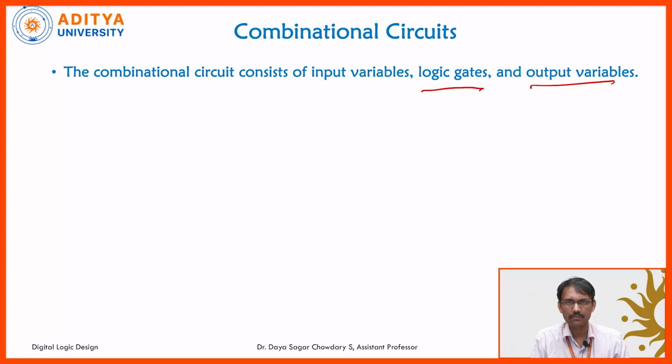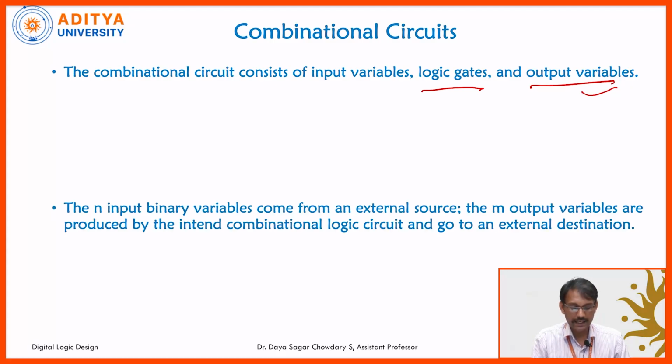So that output is nothing but we will assign some output variables. This is the output variable concept. The n input binary variables come from an external source. The m output variables are produced by the combinational logic circuit and go to an external destination.